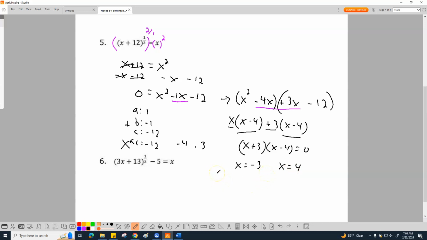And now you have to plug these both in to check your answers to see if they work. So I'm going to let y'all plug that in yourself and tell me which one is the extraneous solution and which one is the solution.